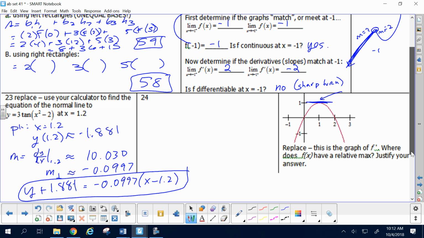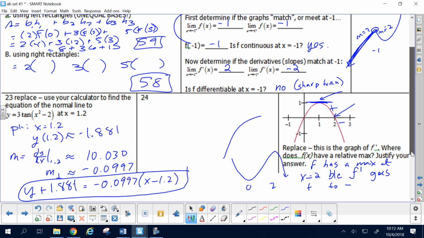Because the derivative goes positive to negative there. If I were to look at the function, it would have been decreasing to 0, increasing up to 2, then decreasing after. There's a max at 2, not 1. f has a max at x equal 2 because f prime goes from positive to negative there. Okay? So slow your roll there, people, and think harder.